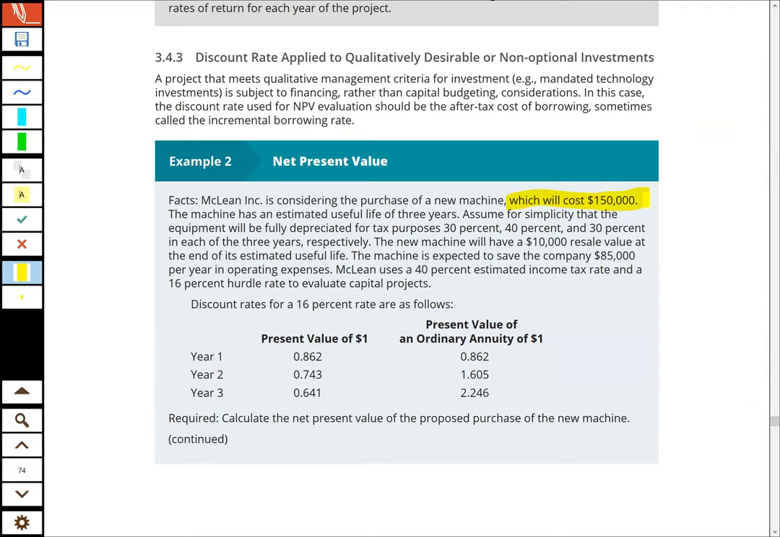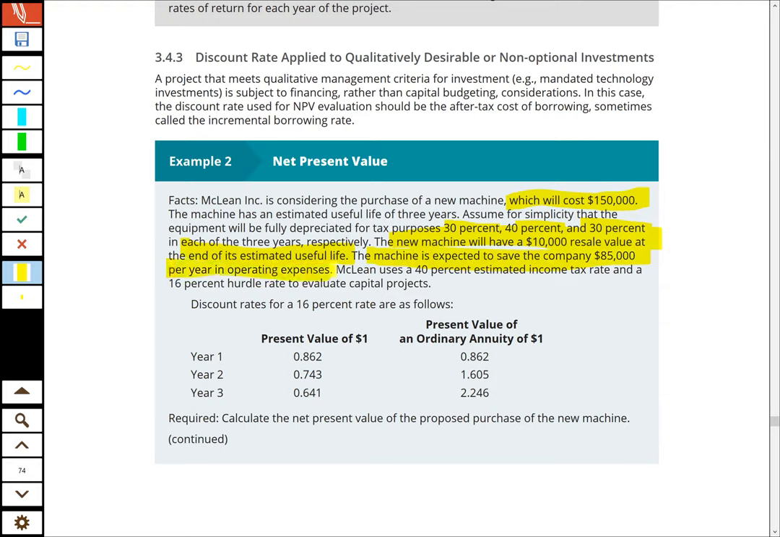The machine has an estimated useful life of 3 years. Assume for simplicity that the equipment will be fully depreciated for tax purposes, at 30% the first year, 40% the second year, and 30% the third year. It would be a lot easier if they gave me a constant depreciation, but I'm just going to have to roll with that, right? The new machine will have a $10,000 resale value at the end of the estimated life. The machine is expected to save the company $85,000 per year.